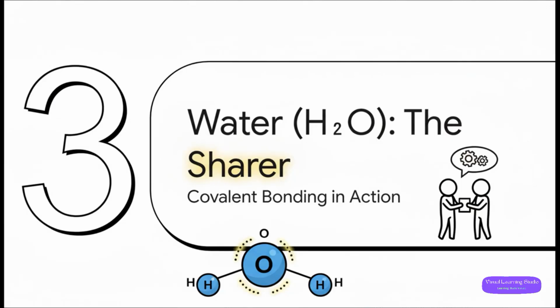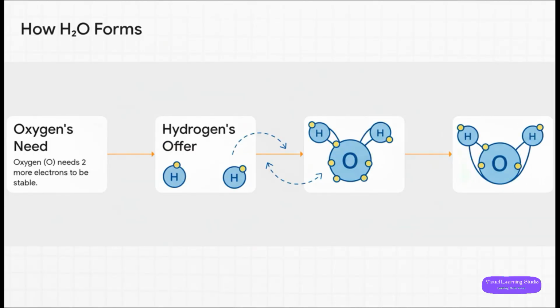Good old water, H2O. The situation here is totally different. An oxygen atom needs 2 more electrons to be stable. But it's not going to find another atom that's just willing to hand over 2 of them. But it does find 2 hydrogen atoms, and each one has an electron it's willing to share.